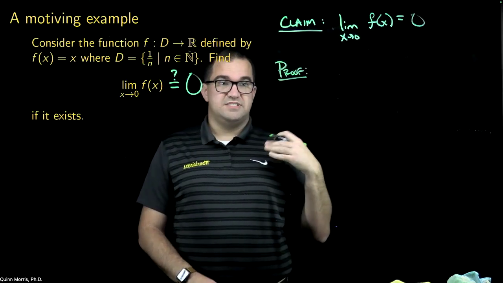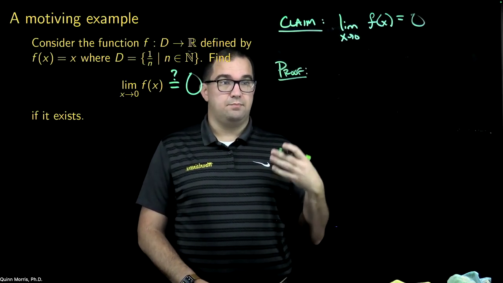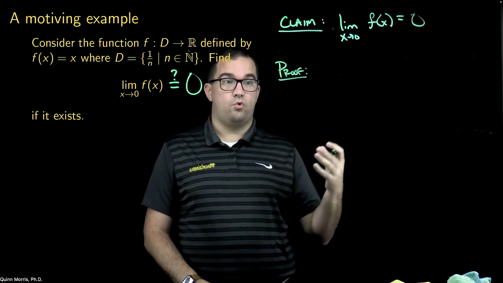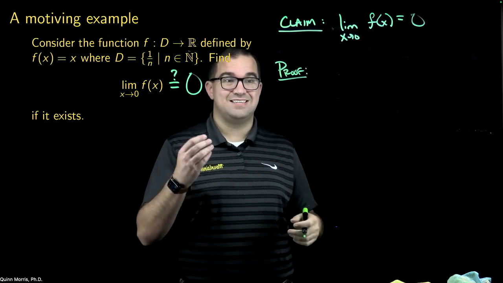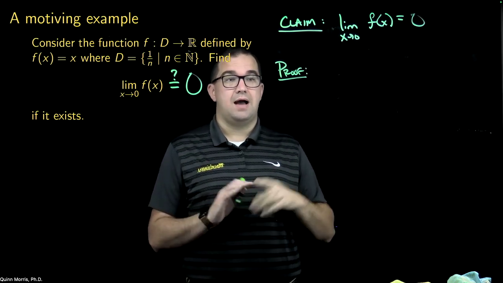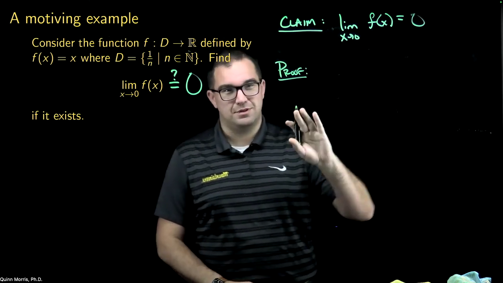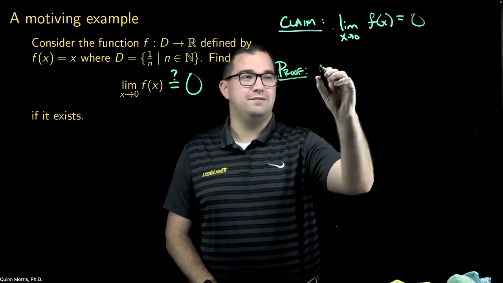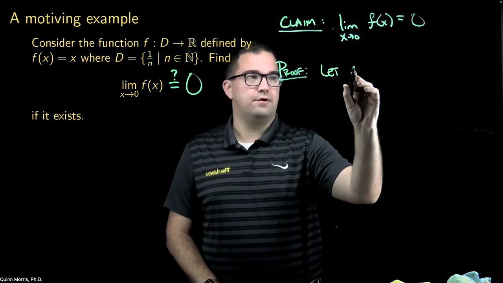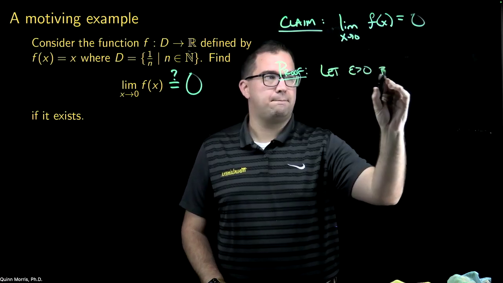So these are the sort of standard epsilon delta type proofs. I want to show that for every epsilon, there exists a delta. So how do I do that? I'm going to choose an arbitrary epsilon. So let epsilon greater than 0 be given.